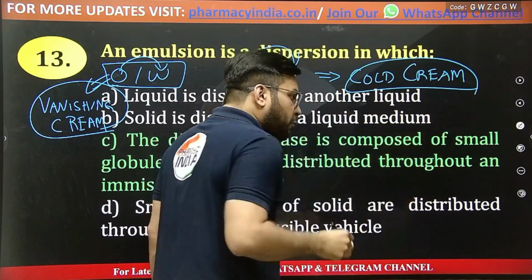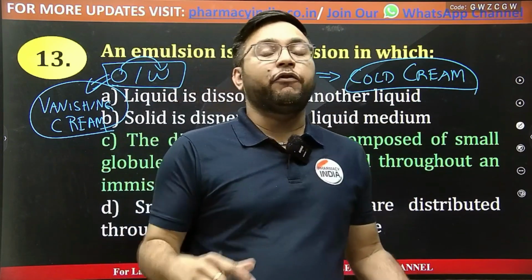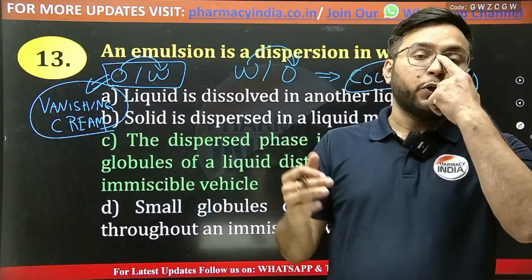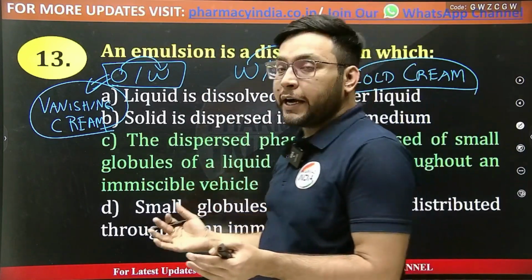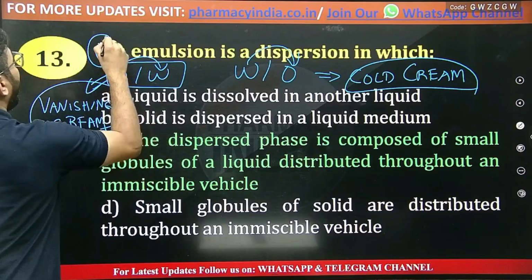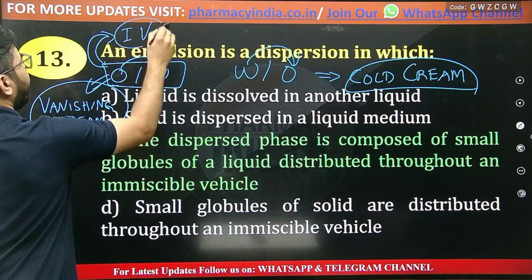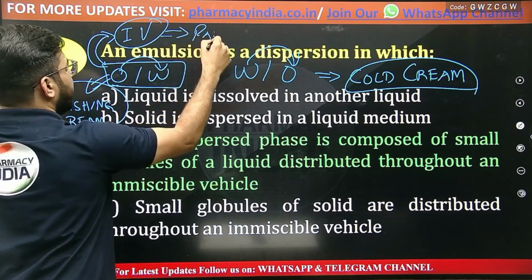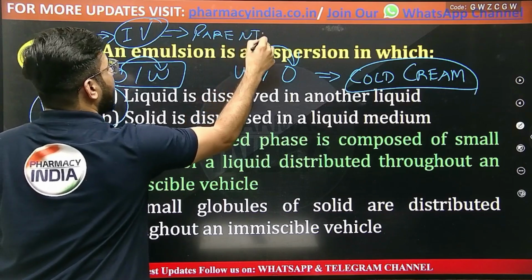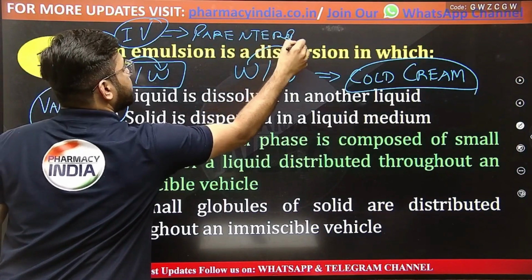And one more question asked from this topic is which type of emulsion we can use parenterally. So the correct answer is oil in water. Oil in water we will use IV, means parenterally. So maybe the question is asked parenterally.